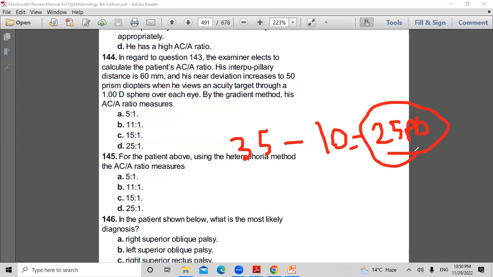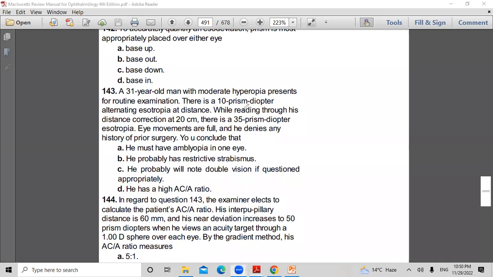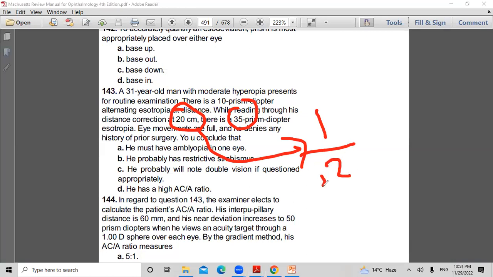You divide it by the power that he needed at 20 centimeter. Just let us come back, I know you are confused. He said this 30 prism diopter at 20 centimeter. What is the meaning of 20 centimeter? If we want to calculate the power of it, you put 1 and you divide it by 0.2, because it should always be in meters. This is the power, this is in the optics, we will talk about it. So 1 over 0.2 will equal 5 prism diopter. So he needs 5 prism diopter at 20 centimeter, and he has 35 prism diopter.